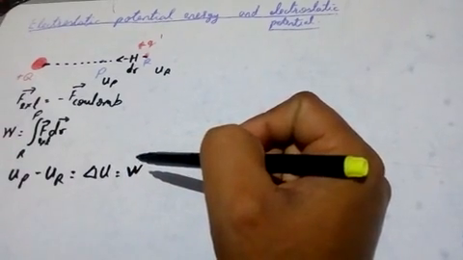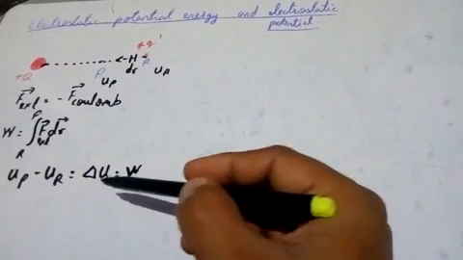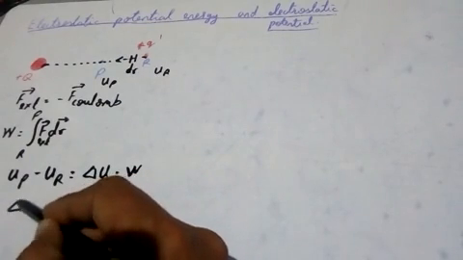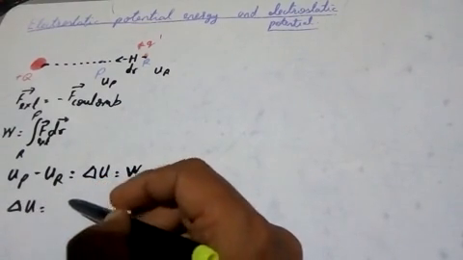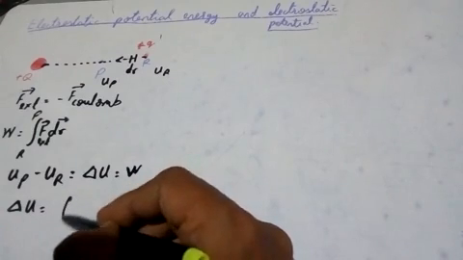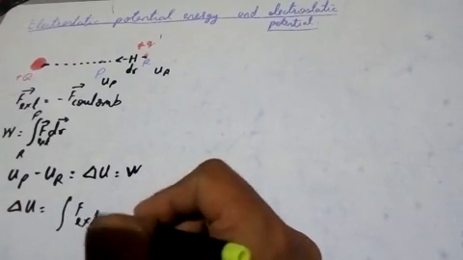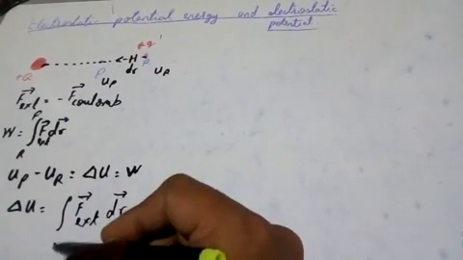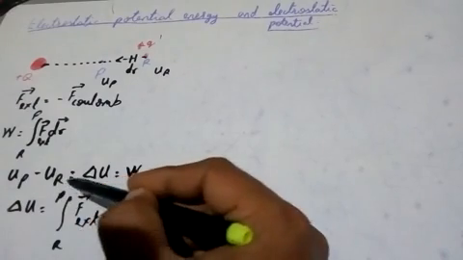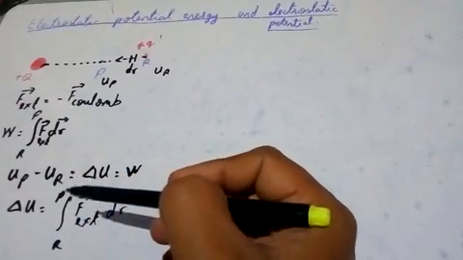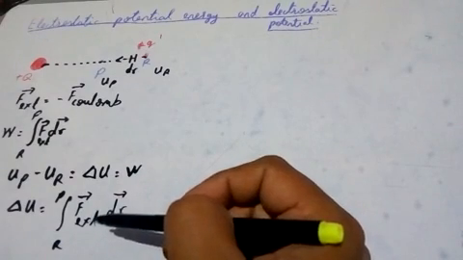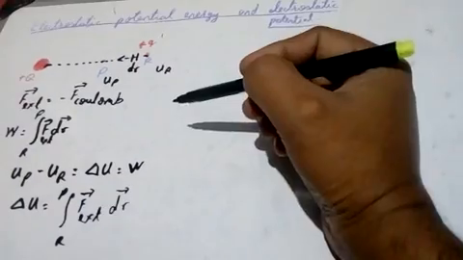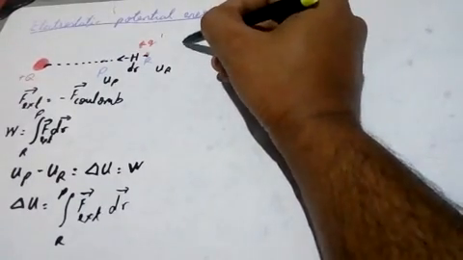So I write this delta U instead of W in this equation. So what happens here? We get delta U is equal to the integration of F external, the external force, into dr, vectors here. The lower limit is R and the upper limit is P. Then let us now see what the external force is here. Can we substitute instead of external force? Okay, so let's do that now. Let me write it on this side. I'll draw a line here.